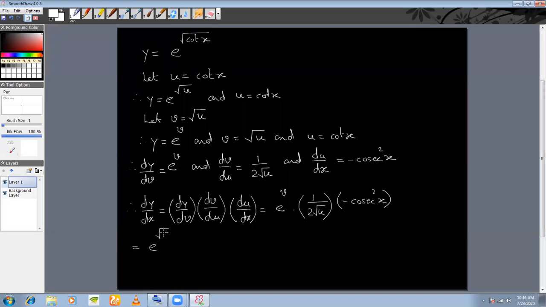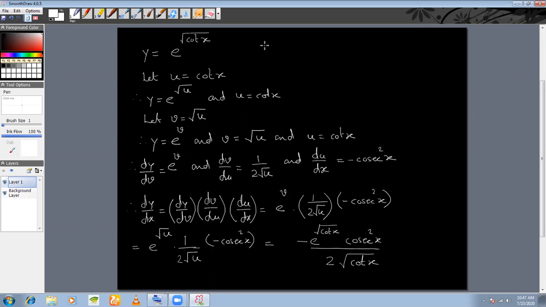Now put back the values. v is root u, so e to the power of root u into 1 by 2 root u into minus cosec square x. Now put back the value of u. So you get minus e to the power of root cot x into cosec square x divided by 2 root cot x. Yes, clear or not?